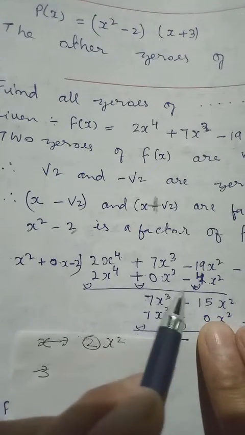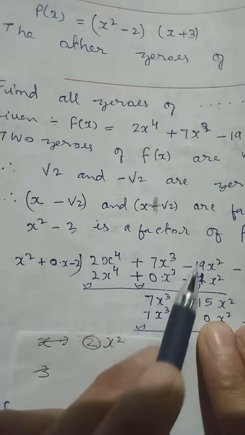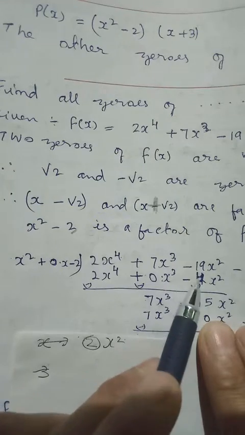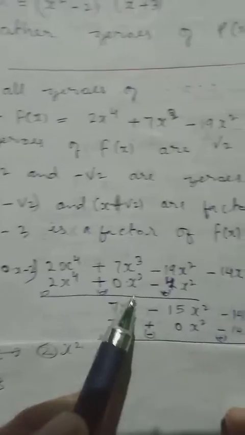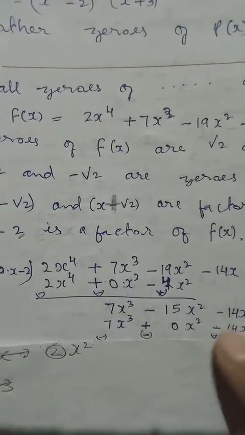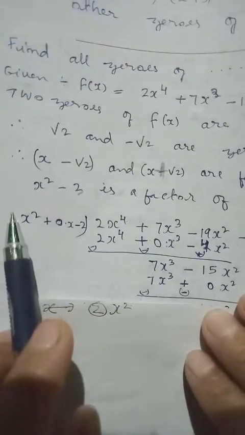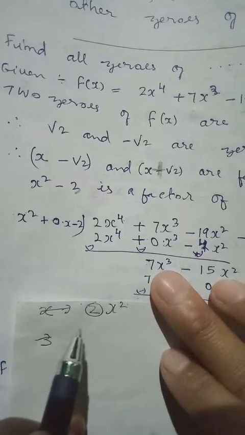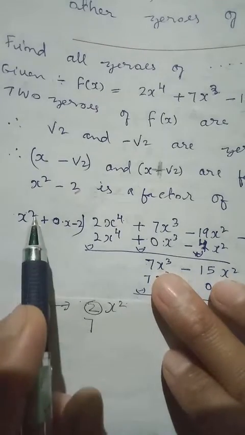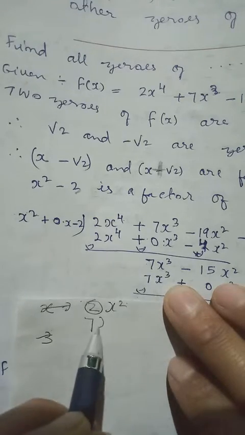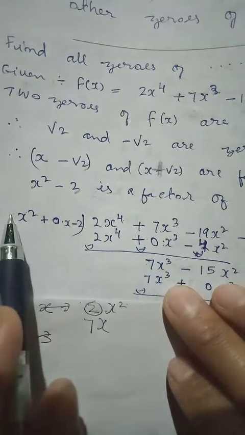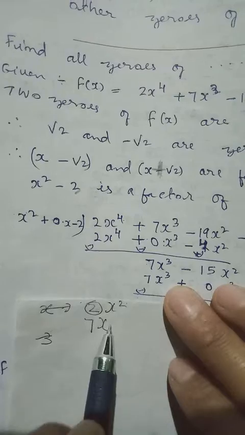then this is minus, new sign will be plus, so we have to minus, 19 minus 4 will be 15, minus is greater, we put minus, then we bring down minus 14. Here we have 1, here we have 7, so we have to go with 7. Here we have power 2, here we have power 3, so we need 1 more. We will multiply the divisor now by 7x.